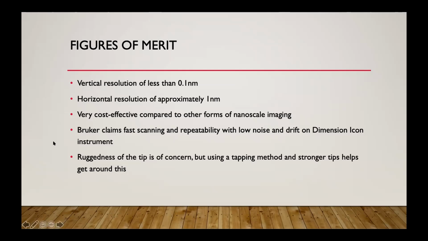When I looked on the Bruker manufacturer's website, they claim that there's fast scanning and repeatability, especially with their Dimension Icon XR instrument. And so there's low noise and drift, so you're able to get pretty precise measurements and imaging from their instrument. And then, as I mentioned earlier, the ruggedness of the tip on that cantilever arm is of concern. But using that tapping method and stronger tips usually helps get around this.